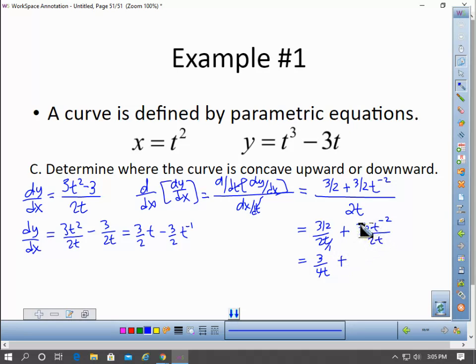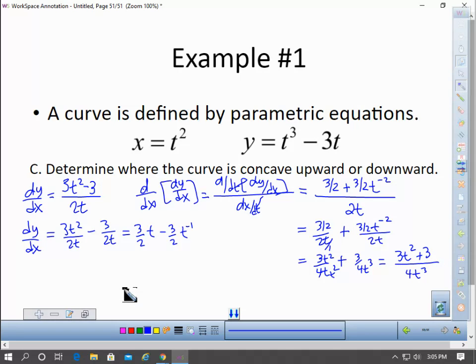Then for this one, 3/2 divided by 2 again is 3/4. And I can just move this t to the -2 to the denominator, so that's going to make a t cubed on the bottom. Now, if I want to put this back together, I need a common denominator. So my common denominator is going to be 4t cubed. That means I need to multiply this guy times t squared, so this will be a 3t squared. If I multiply by t squared, then I've got 4t cubed in the bottom. So that's 3t squared plus 3. That's just making that derivative look a little nicer.